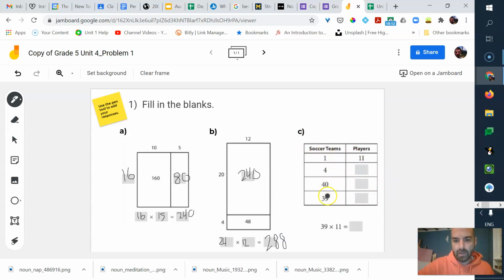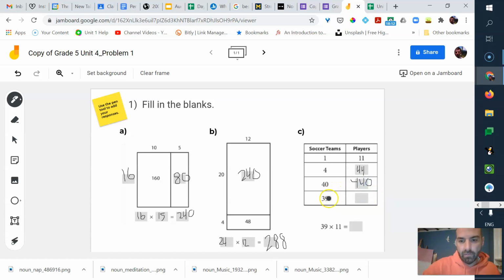All right, now we have a kind of an input-output table. It tells me the soccer team, how many teams there are, and how many players there would be. So if there's one soccer team, there's going to be 11. Also a ratio table, input-output ratio table, same thing. So I have 1, 11. If that's 4, then that's going to be 44, and I know that because it's 4 groups of 11. 11 plus 11 plus 11 plus 11, that'd be 44. All right, 40 groups. Well, I'm going to take this 4 and multiply it by 10. So I can take 44 and multiply it by 10, which is 440.